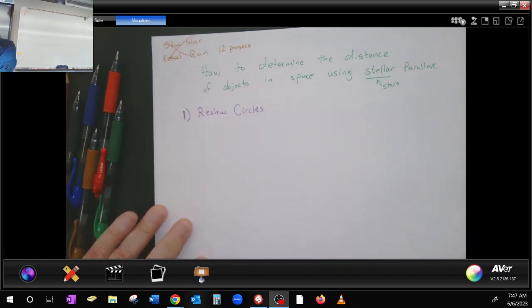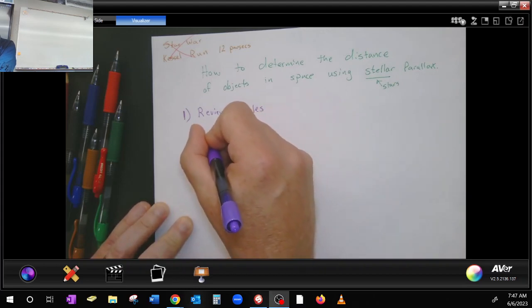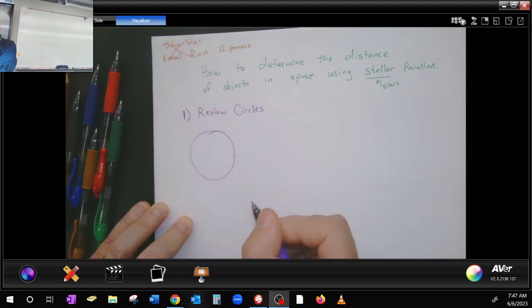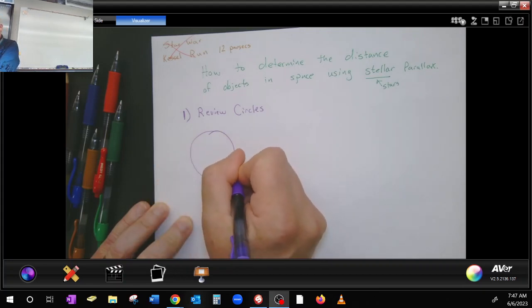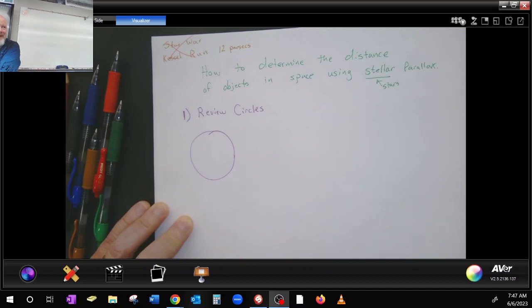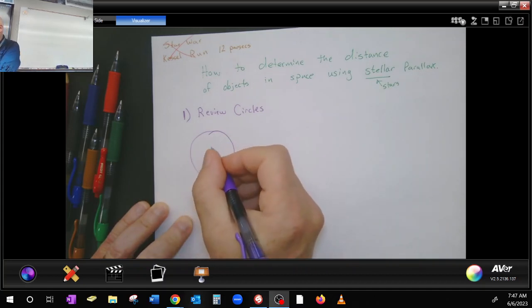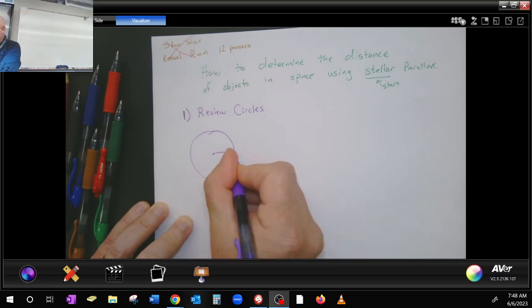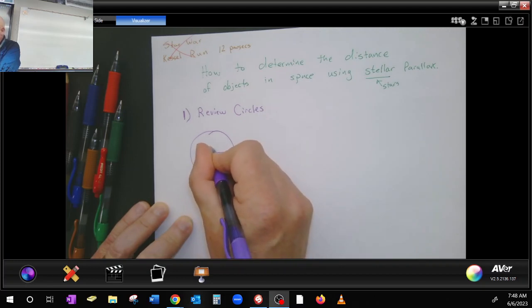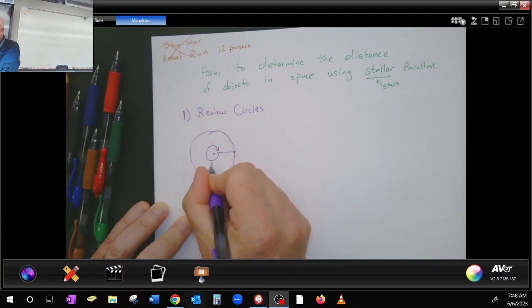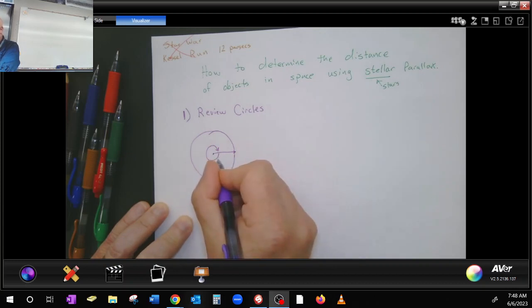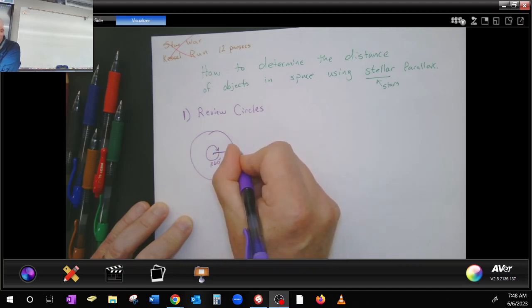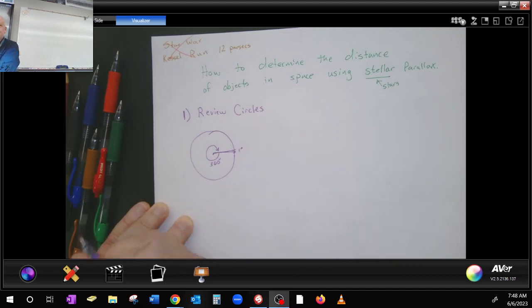All right, so we're going to review circles here. Let's draw a circle. Basic things that we understand: we could take a circle and divide it into parts. Each part is called a degree. And how many degrees are there in a circle? There's 360 degrees in a circle. If you imagine this is a circle, we would go around and there are 360 degrees. And the smallest amount of degrees we can get to would be 1 degree.